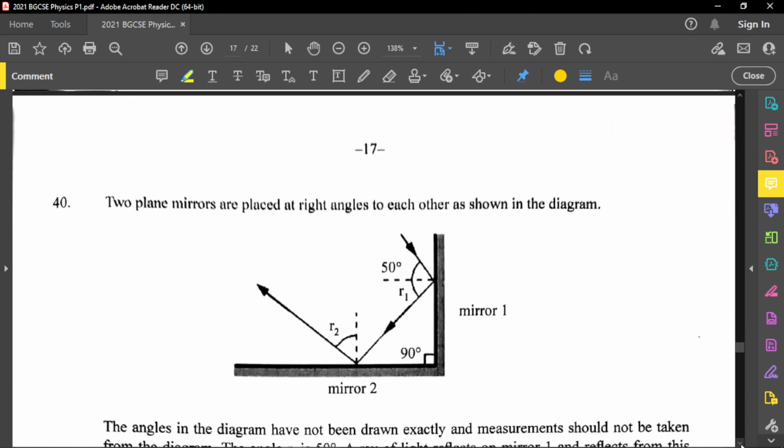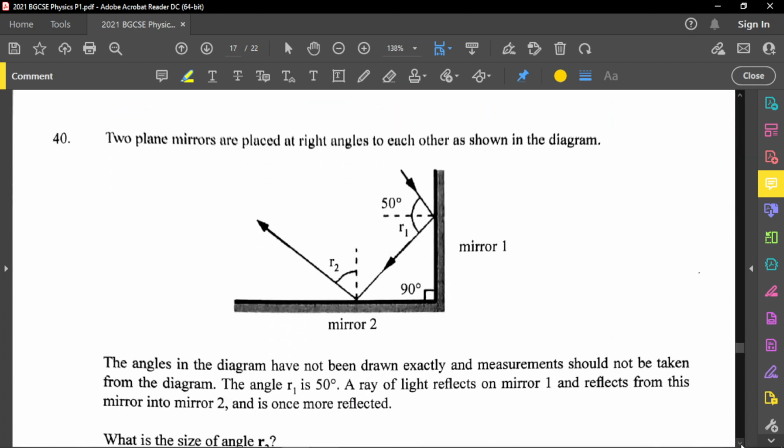All right, 40. It's the plane mirror. The two plane mirrors are placed at right angles to each other, as shown in the diagram. It says the angles in the diagrams have not been drawn exactly as measured, and measurements should not be taken from the diagram. All right. So it says the angle R1, which is the angle of reflection 1, is 50 degrees. So we know that R1 is 50 degrees.